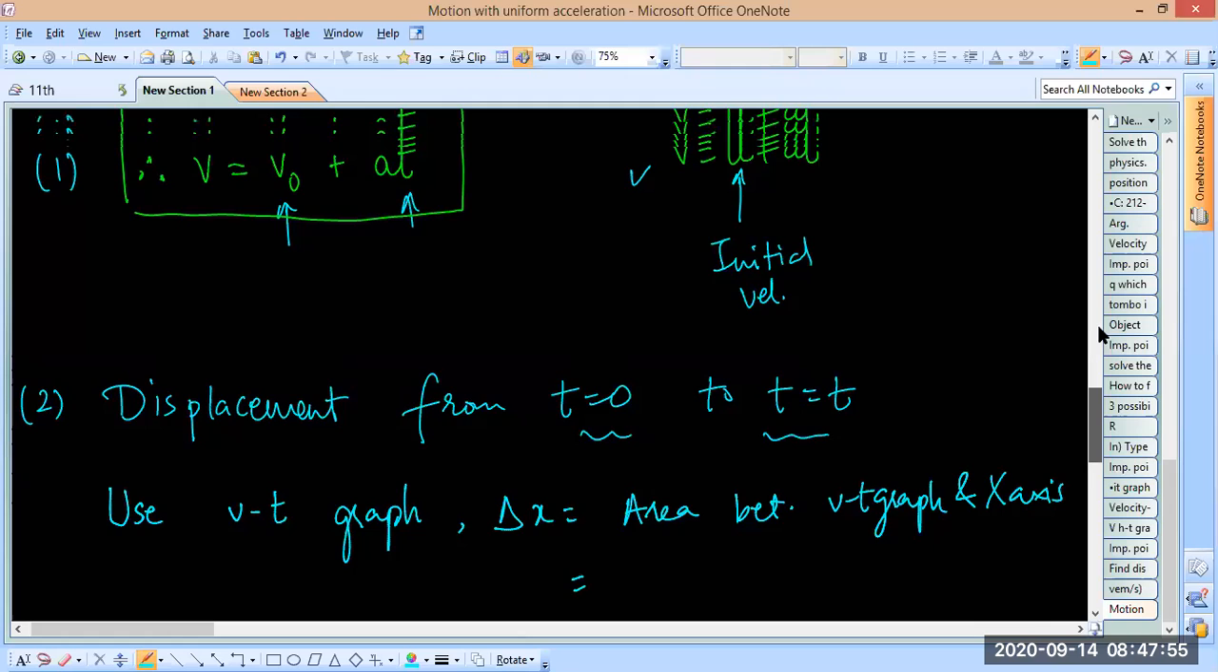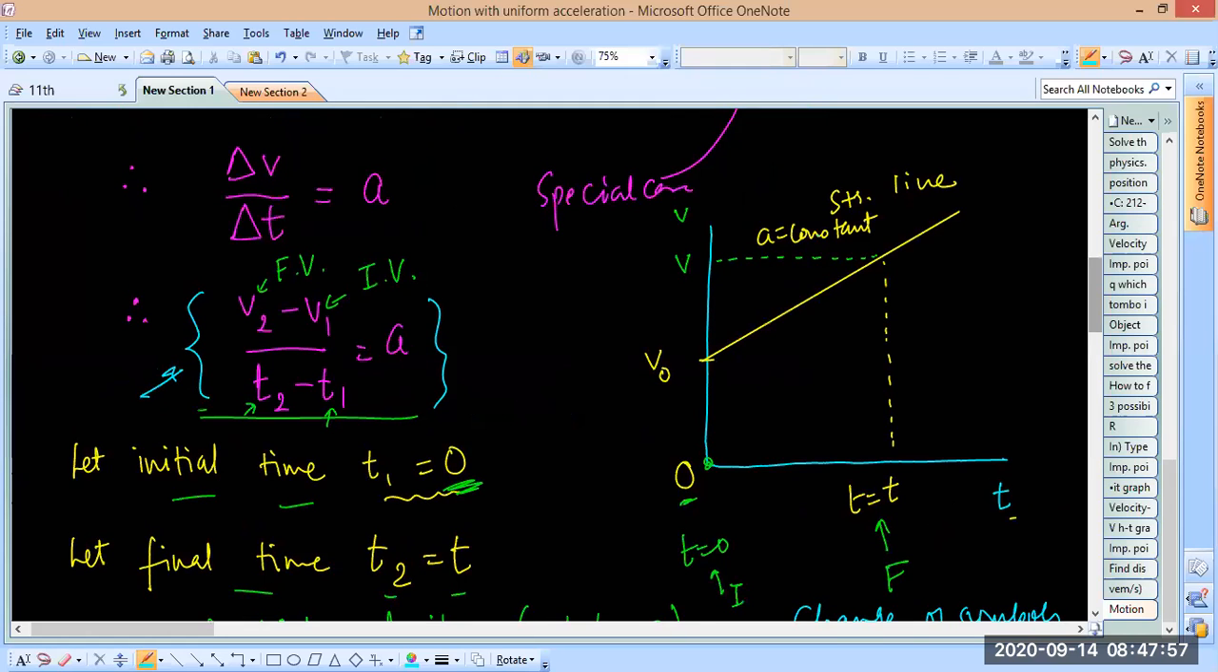Okay, so displacement is the area between the v-t graph and the x-axis. Let's have a look at the graph. Okay, here is the graph. Which area do I have to find? From t equal to 0 to t equal to t, right? Do you see it's like a trapezium? Agreed? This area is like a trapezium.